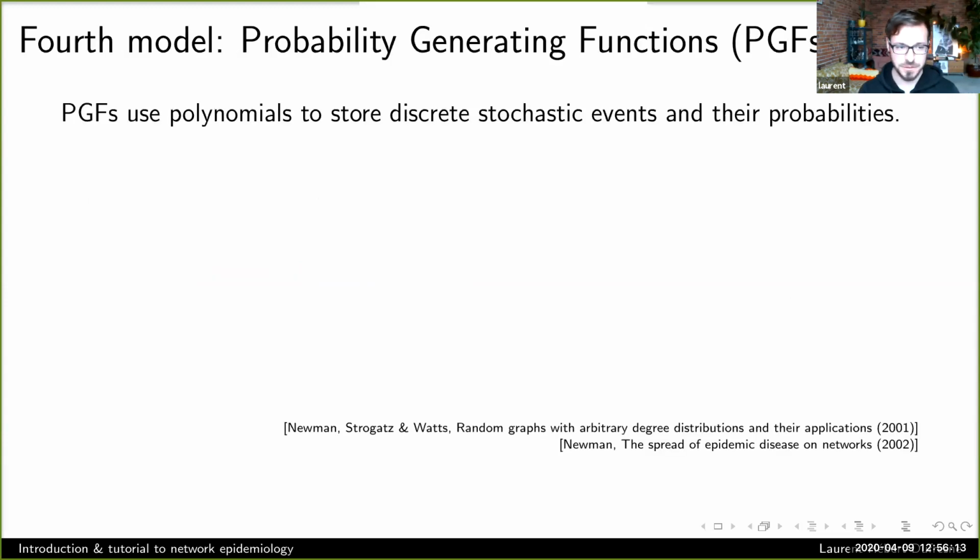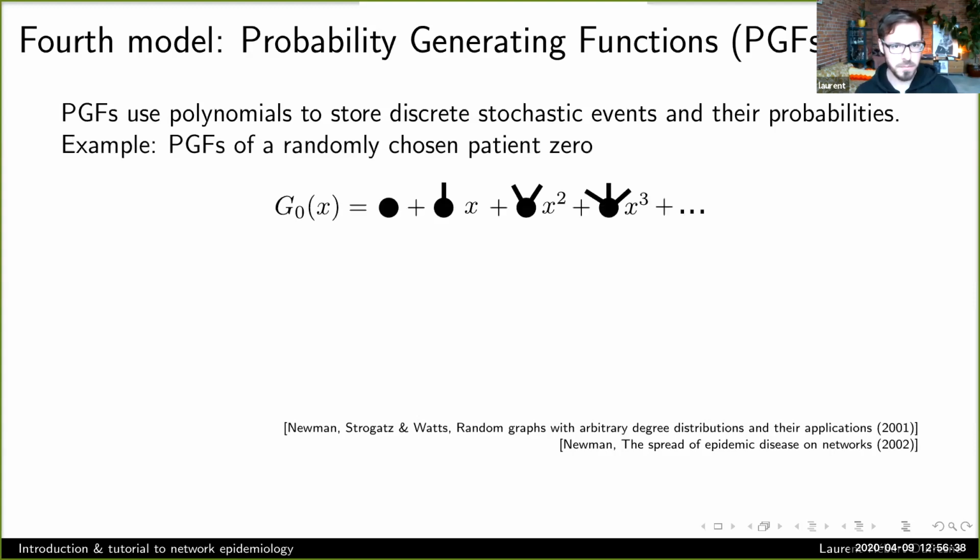Okay, so this new approach is probability generating functions. And the basic idea, if you've never seen them, is that these functions are just polynomials. A constant plus a constant times x plus a constant times x squared, and so on. But we're going to use the structure of the polynomial to store the probability of discrete stochastic events. So for example, we could have a probability generating function, which is just a data structure, where the coefficient in front of x to the 0, so our constant, is just the probability of having no contact.